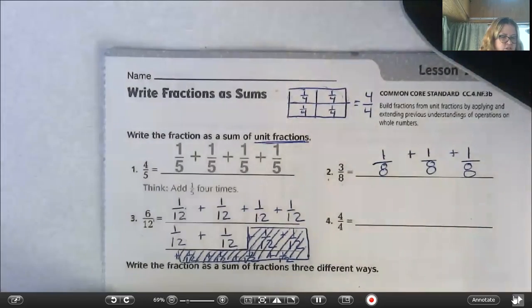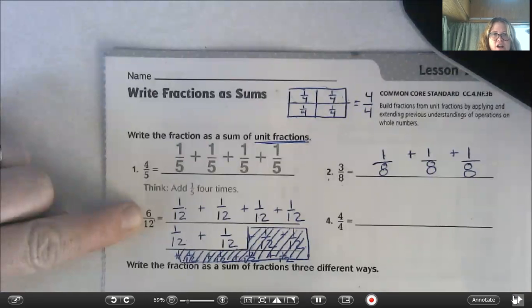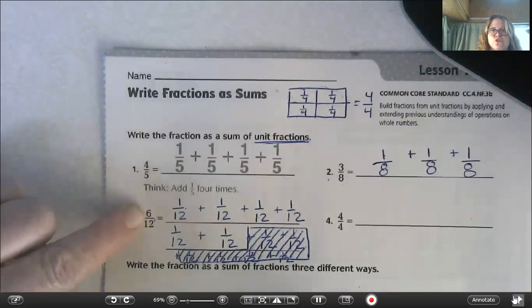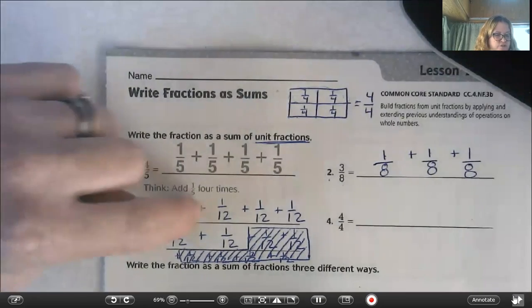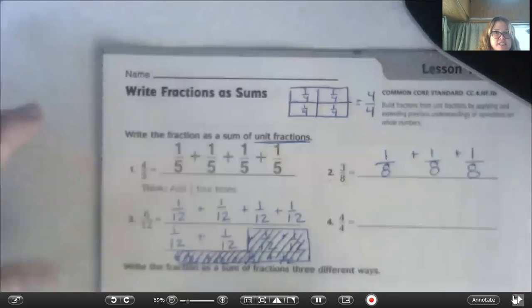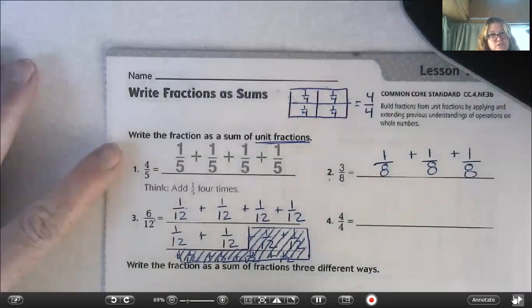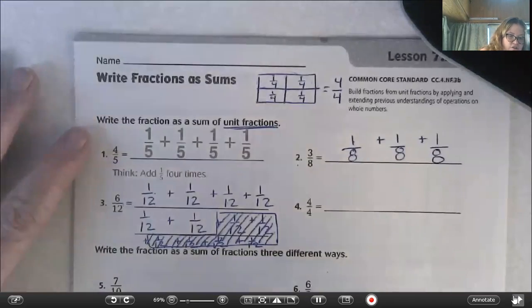You only need to make the parts that represent the numerator. So I have a 6 in the numerator, so I need to have 1, 2, 3, 4, 5, 6 unit fractions, okay?